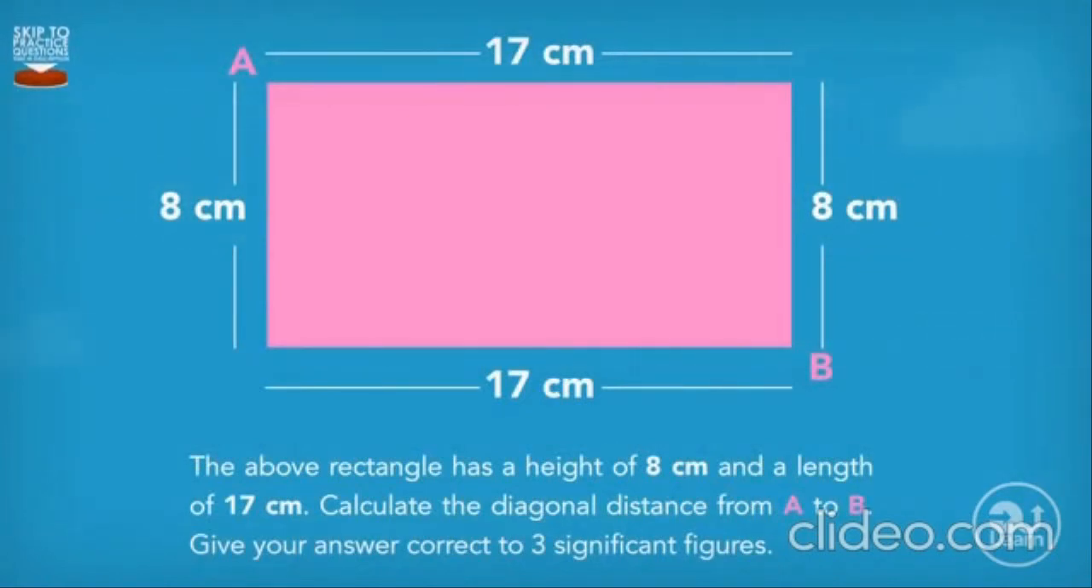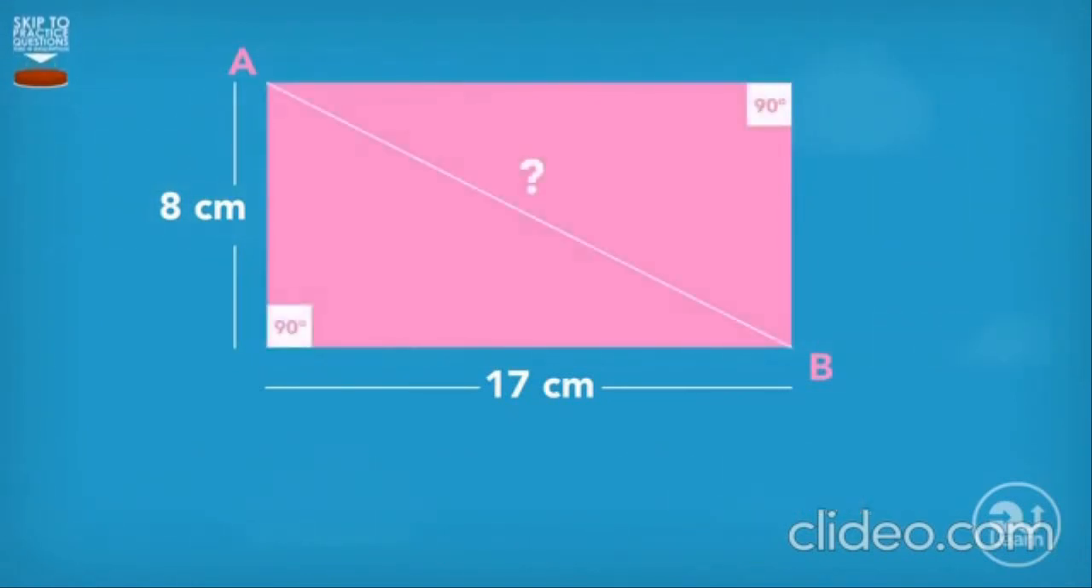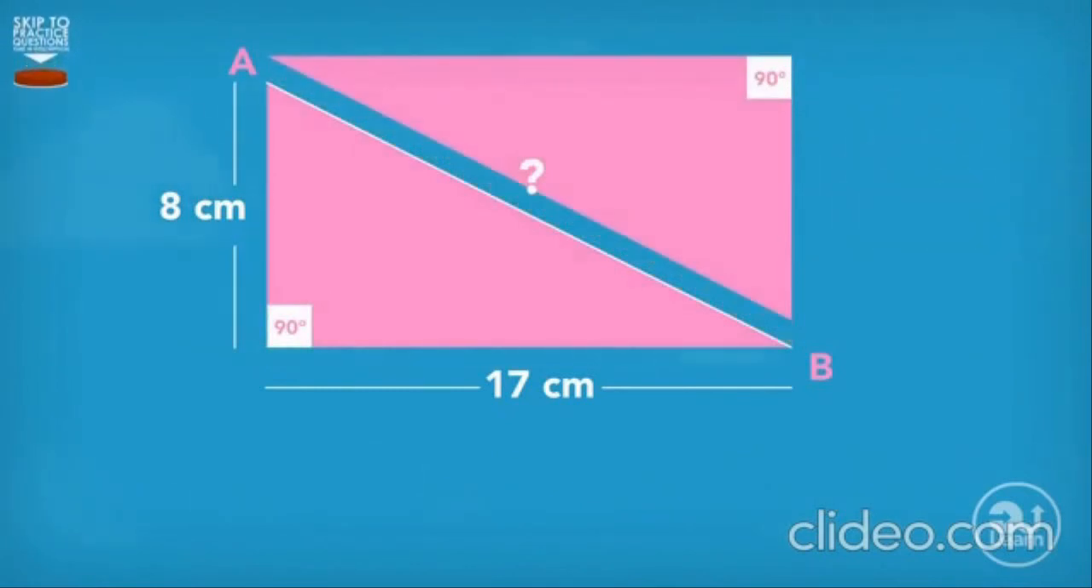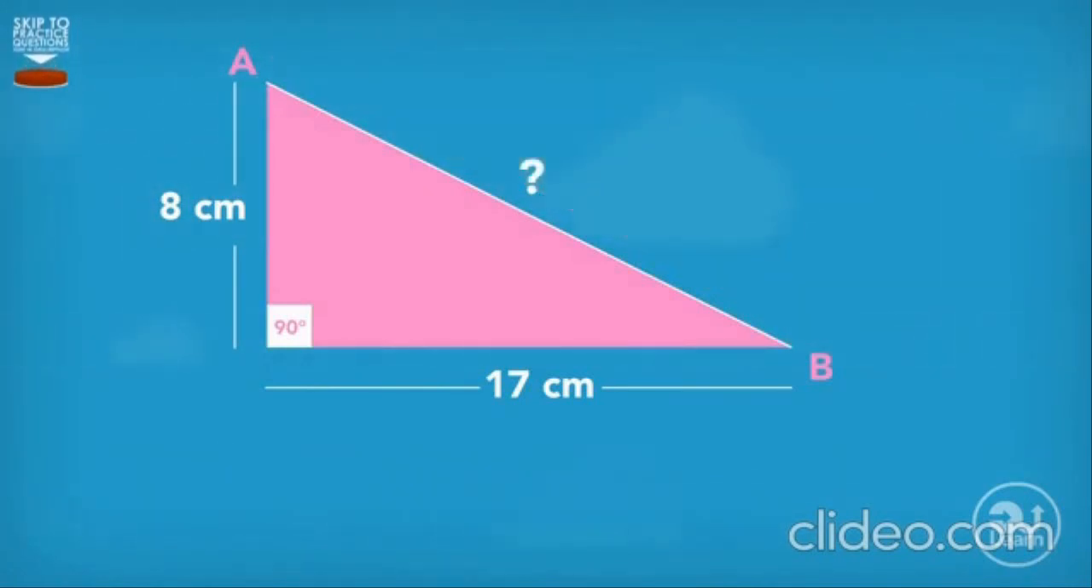You can see a rectangle here. Opposite sides are equal, 17 centimeters and 8 centimeters. The rectangle has a height of 8 centimeters and a length of 17 centimeters. We have to calculate the diagonal, which is the hypotenuse. And it's quite easy to find the hypotenuse using Pythagoras theorem.